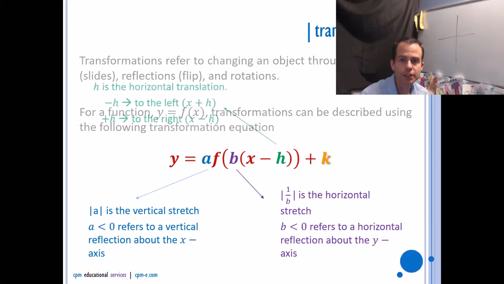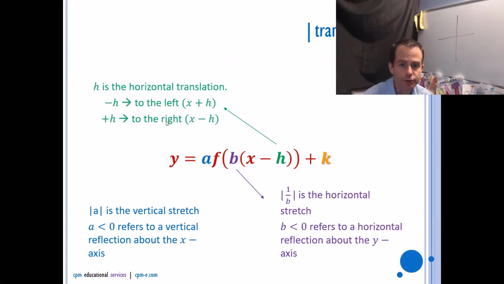Then we have h. h is our horizontal translation. If h is positive, I'm going to the right, and if h is negative, I'm going to the left. Now, we need to have a quick conversation about this because this always confuses kids.